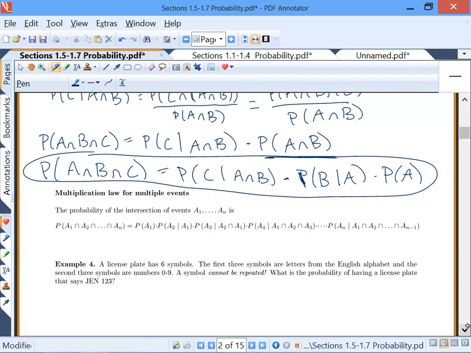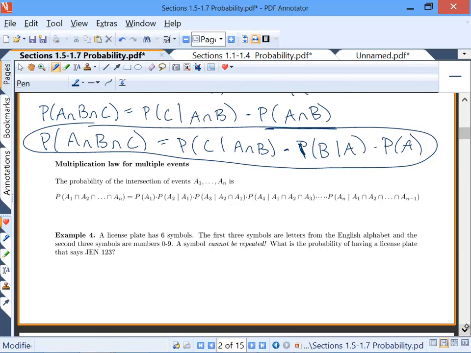But here's what I'm actually going to ask you to do, the types of questions. So a license plate has 6 symbols. The first 3 symbols are letters from the English alphabet, and the second 3 symbols are numbers 0 through 9. A symbol cannot be repeated. What is the probability of having a license plate that says Gen 1, 2, 3?